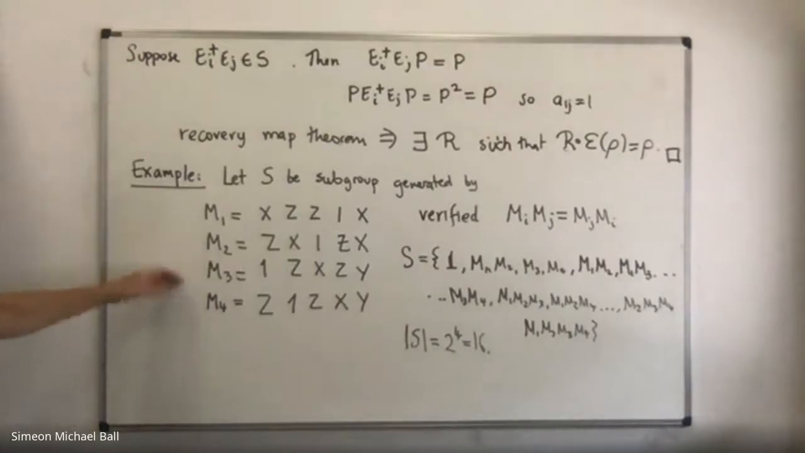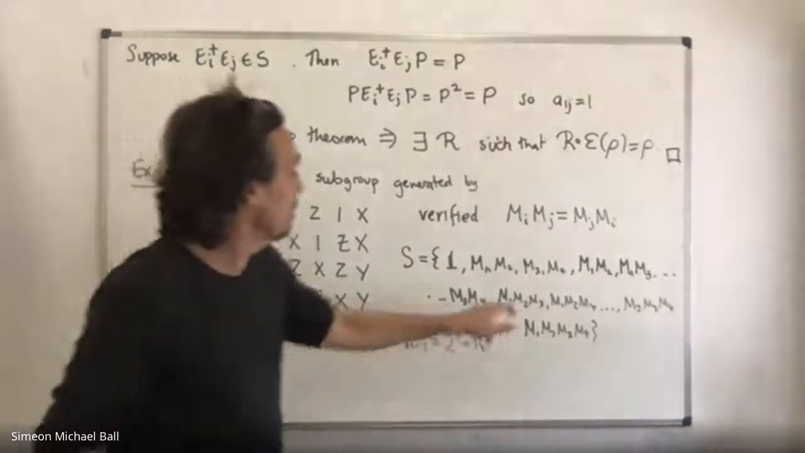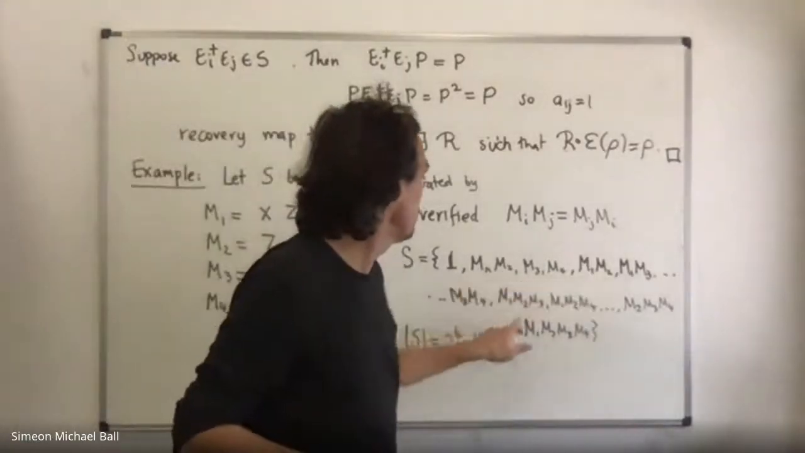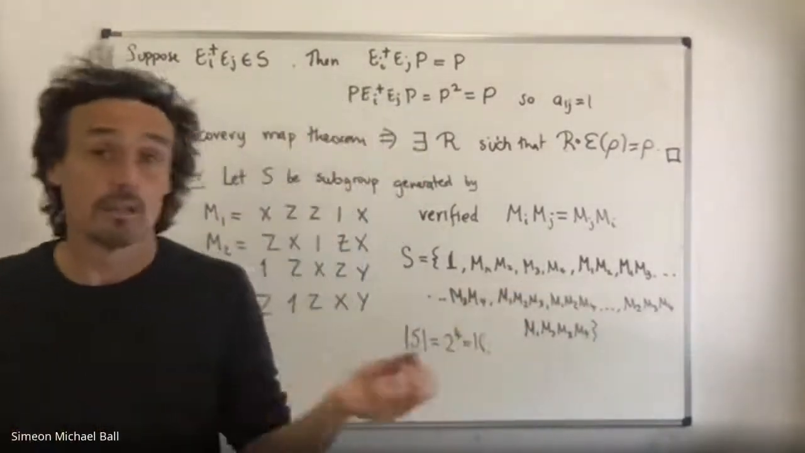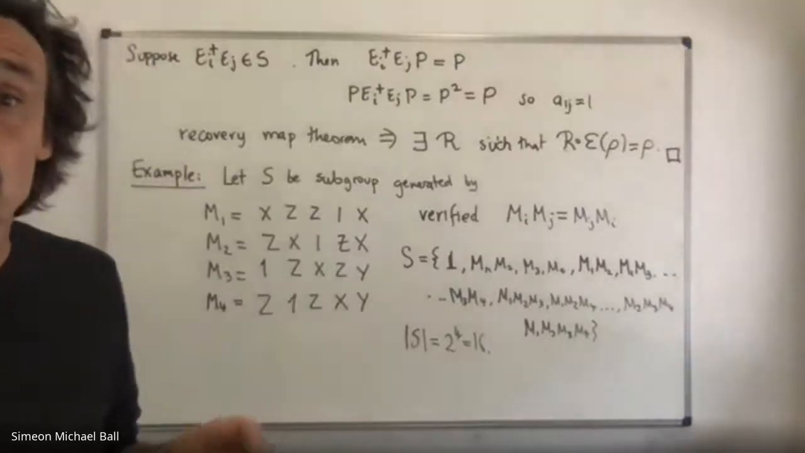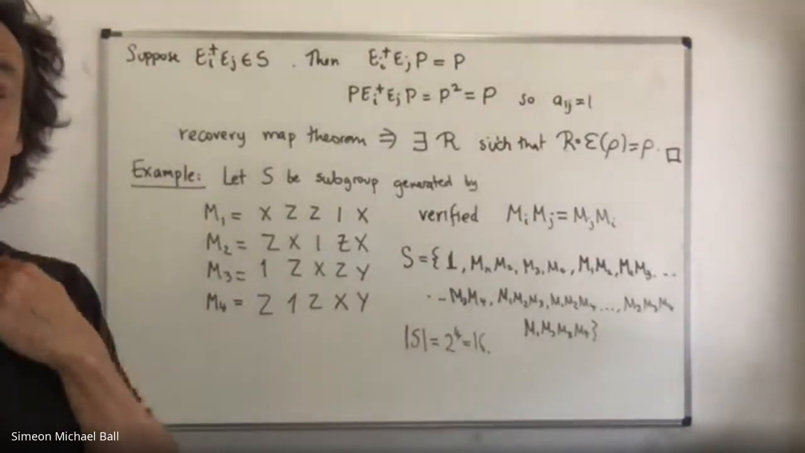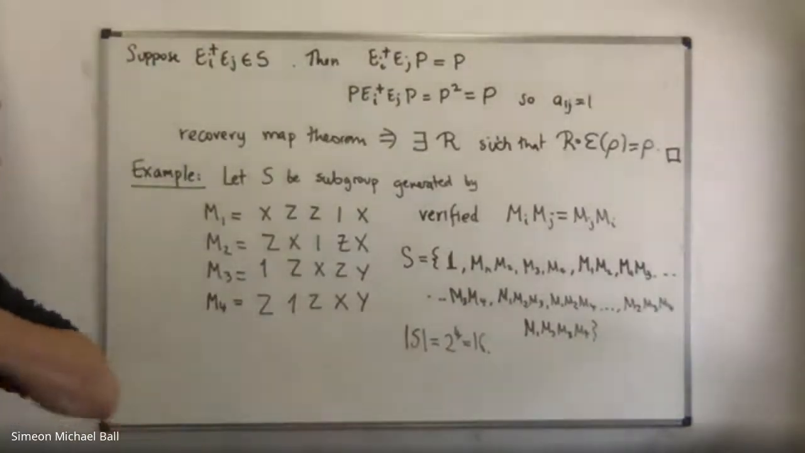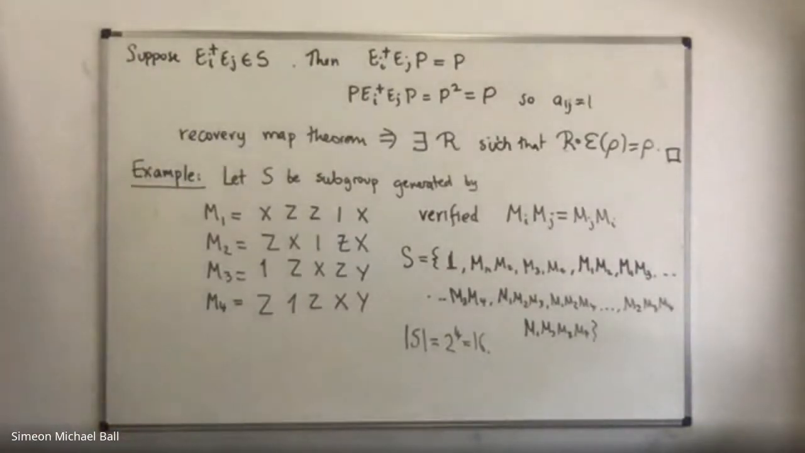And of course, this set of generators is not unique. You could have started off with M3, M4, M1, M2, M1, M2, M2, M3. It would also generate the same subgroup. So there's nothing special about these four that are written down here.